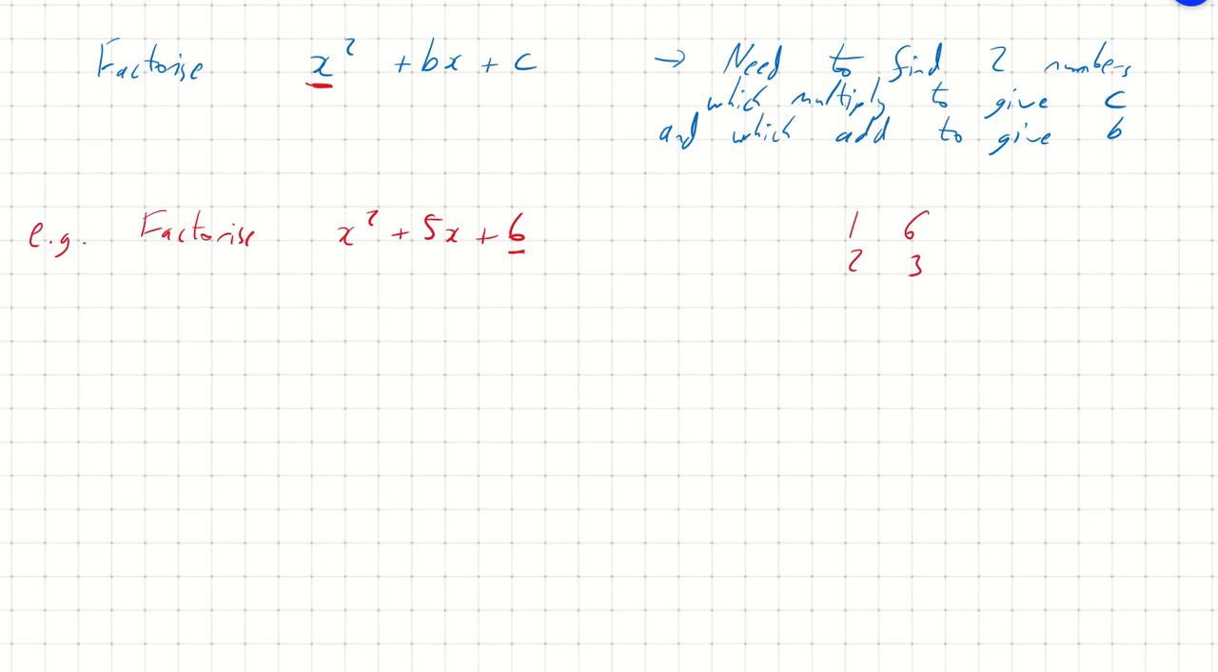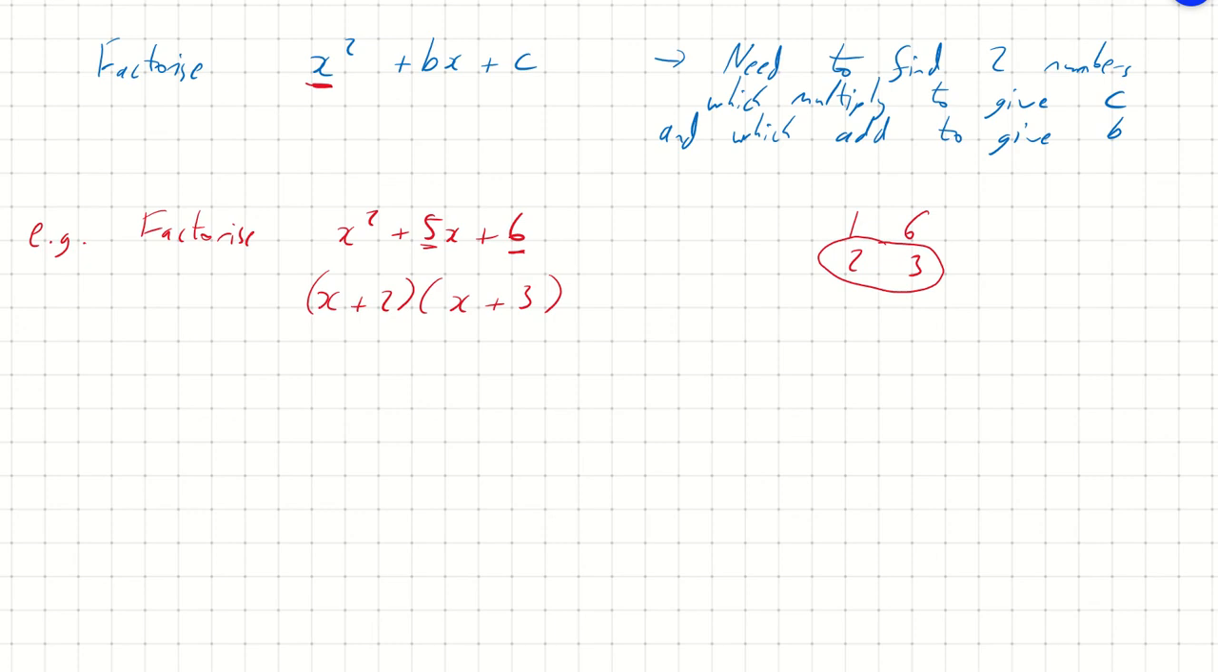And we need two of these numbers that not only multiply to give 6 but add to give 5. Which of these numbers add to give 5? Well, clearly 2 and 3 multiply to give 6 and add to give 5. So the factorization of this is just x plus 2, x plus 3. And if I did expand out this bracket using FOIL or whatever method you liked, you should get x squared plus 5x plus 6.